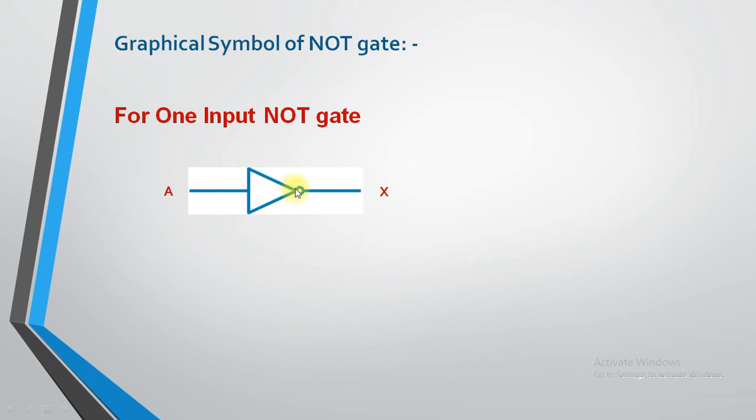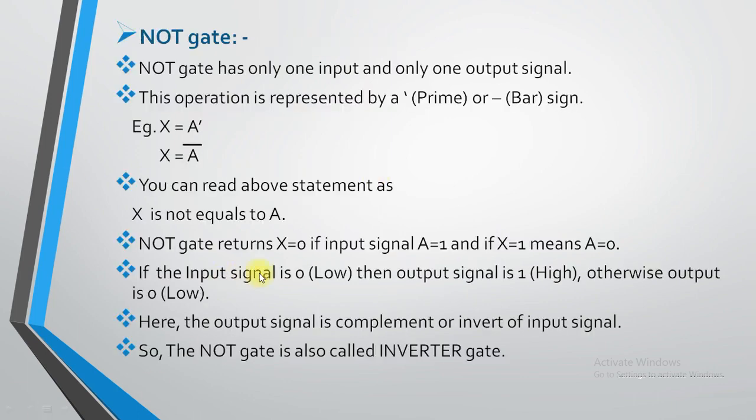Over here, one bubble is there at the output. That means if I input 0 in the a variable, x contains the value 1. So that is the opposite value of the input variable. Now let me read out these 3 points. The NOT gate returns x equals 0 if input signal a equals 1, and if x equals 1, it means the value of input signal a equals 0.